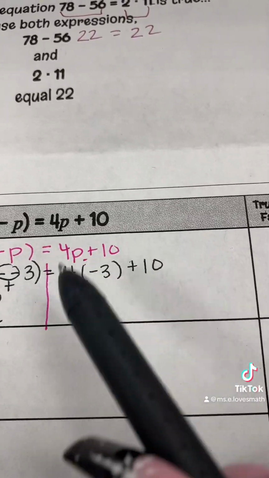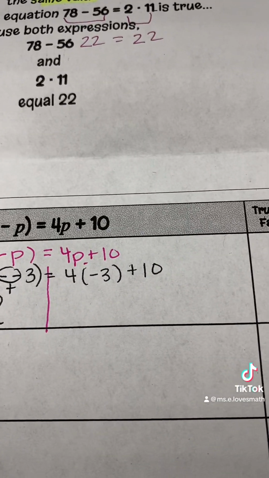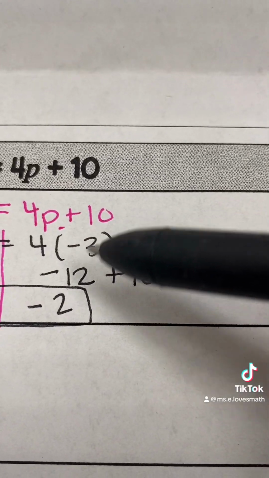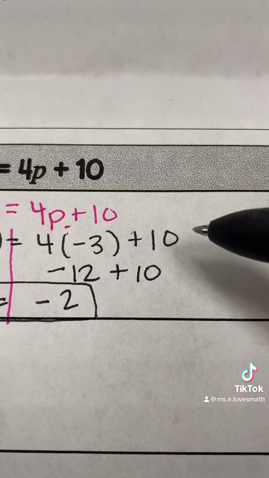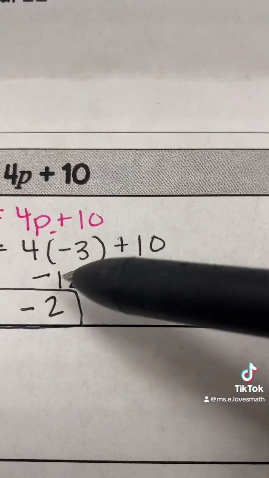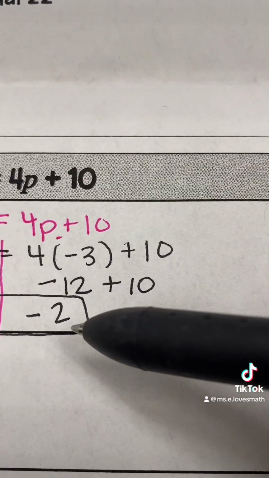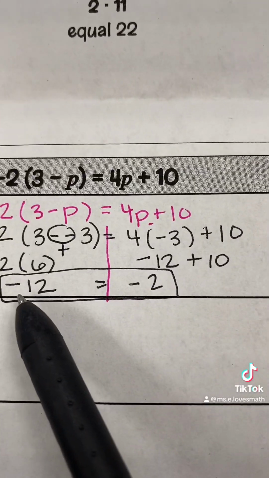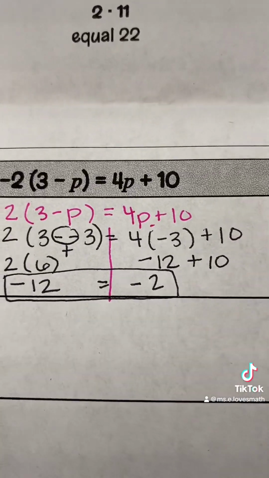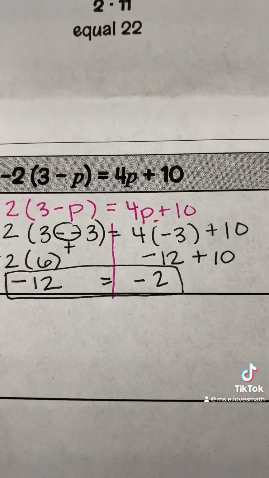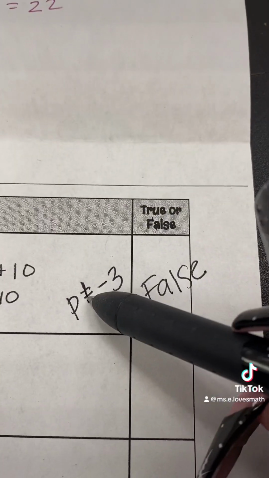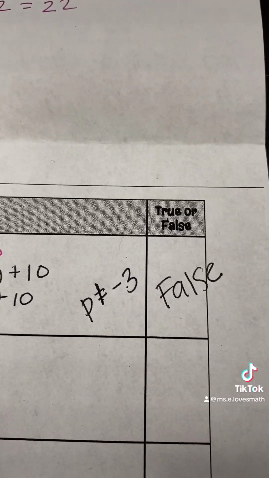Now we need to evaluate the right side to see what we get. So over here, 4 times -3 is -12. And then we need to add 10. -12 plus 10 is -2. So our final equation shows -12 equals -2. This is not a true statement. We have a false statement, which means p does not equal -3.